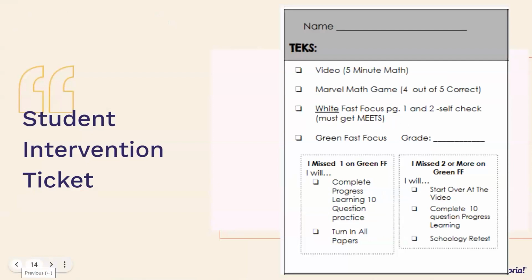So this is how our students stay on track when they're working through their binders. We have these little tickets, these personalized learning tickets, and the student will write the TEK at the top, whichever TEK they are working on. And so they have a guideline of what they are going to do. There's a video. I like to use 5-minute math. You can pretty much use any kind of video that you want that's going over that skill.